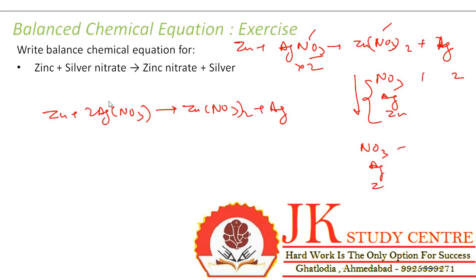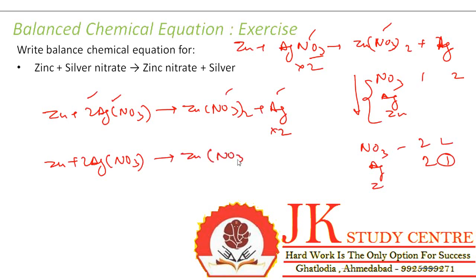Now let's again check. This is nitrate, silver and zinc. Nitrate we have 2 here, done deal. Silver we have 2 here, 1 here, right? So it is not balanced. Let's multiply with 2. So what you get is zinc plus 2 AgNO3 gives zinc nitrate plus 2 silver.